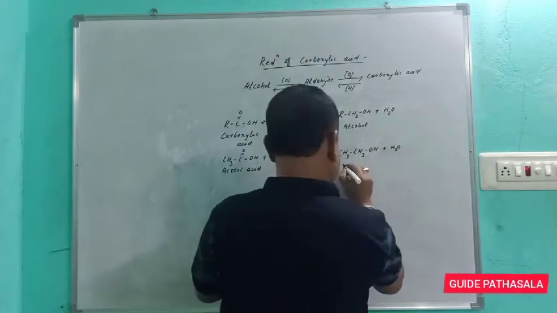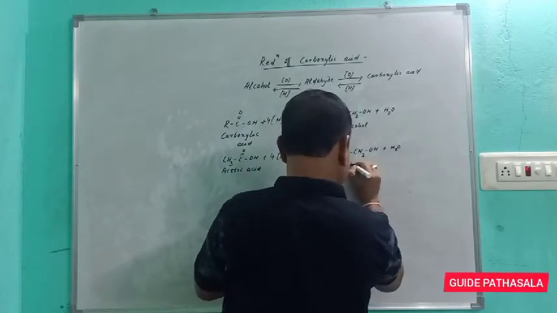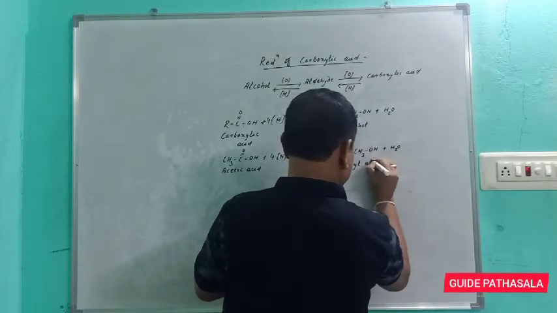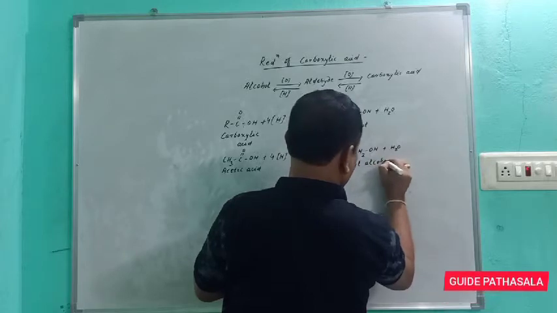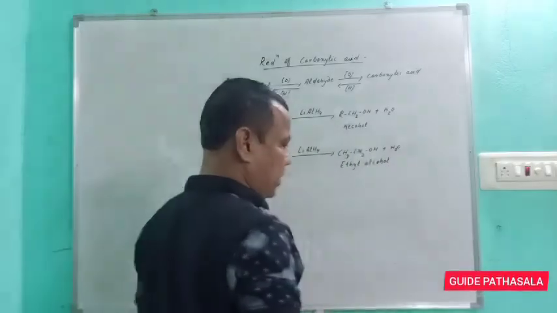So this is ethyl alcohol, ethyl alcohol. This is the reduction of carboxylic acids.